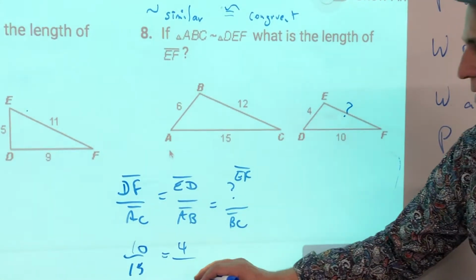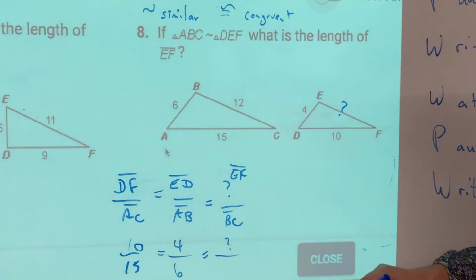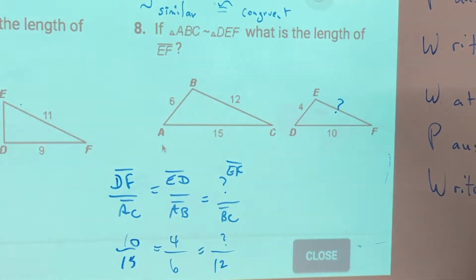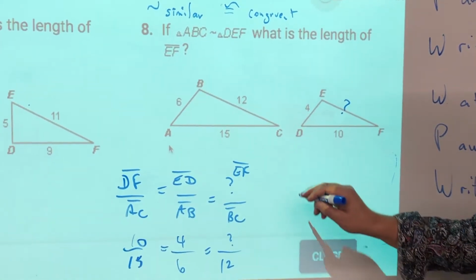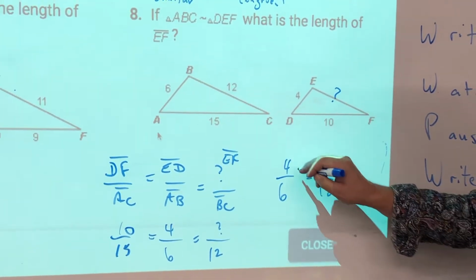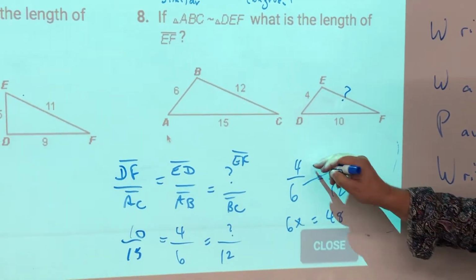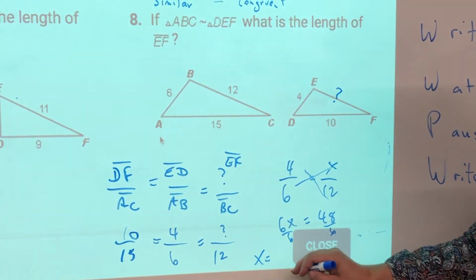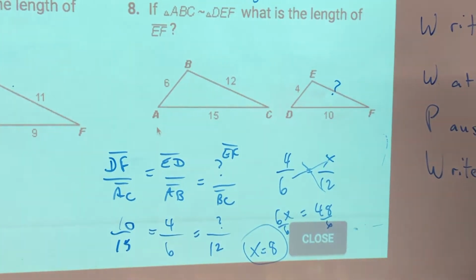ED over AB, which is 6, and now we're going to get to the thing we don't know, which is EF, the longest side, EF over 12, but we can figure this out by taking these ratios. We'll solve this for x: 4 over 6 equals x over 12, and then we cross multiply, we get 6x equals 48, right? Because we're cross multiplying there. We divide by 6, and we get x equals 8, and that's our answer.